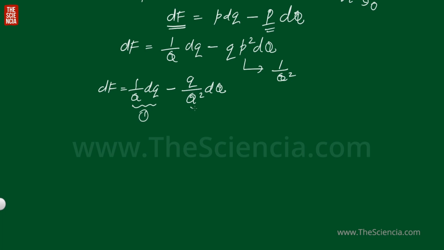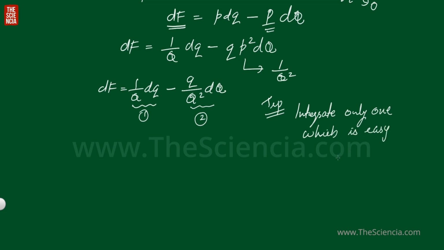And to find the f value, we don't need to integrate both of these terms. Suppose this is the first term and this is the second term, then you need to do integration for only one term, 1 or 2, whichever is easier. That integration only you have to do. That is the tip to find f: integrate only one, which is easy. So to find the f value, you can integrate the first term or the second term. But look at the problem, which one is easier? I think the first one is easier.